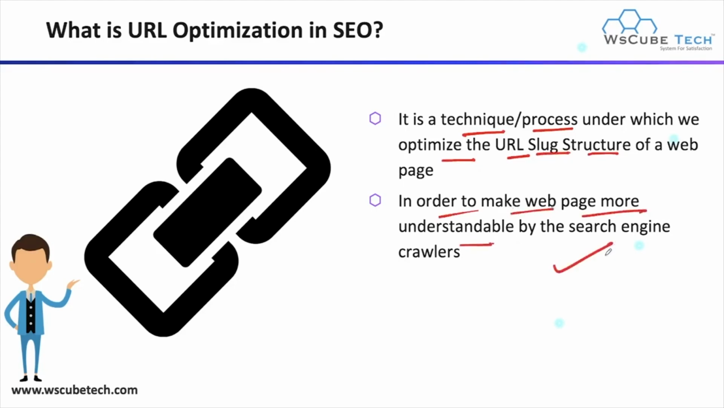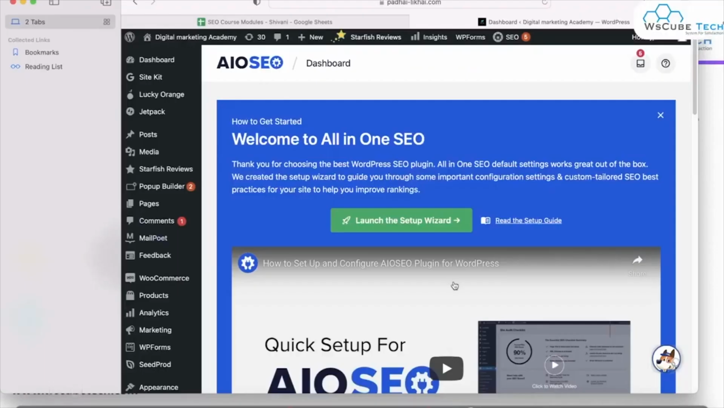How can we do that? Let me show you a live demo here. For this, let's suppose this is my website and this is the dashboard of my website here. Okay, let's suppose you create one post here and now you want to change your URL slug. In that case, let me show you how you can do that.